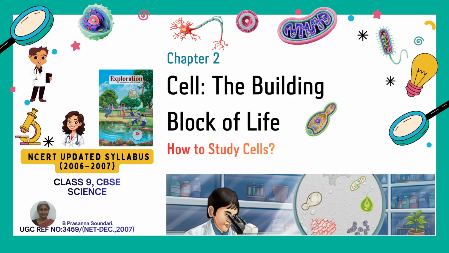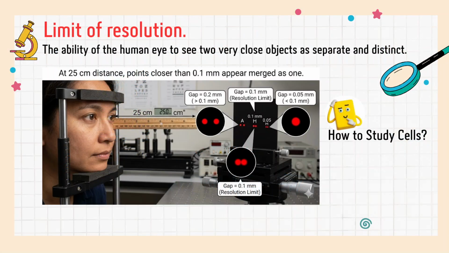Let's focus. How to study cells. Imagine trying to read a message written with dots so tiny that your eyes can no longer tell whether there are two dots or just one. Our eyes are powerful, but they have a limit. When two objects become extremely close, the human eye cannot separate them clearly. This is called the limit of resolution of the human eye.